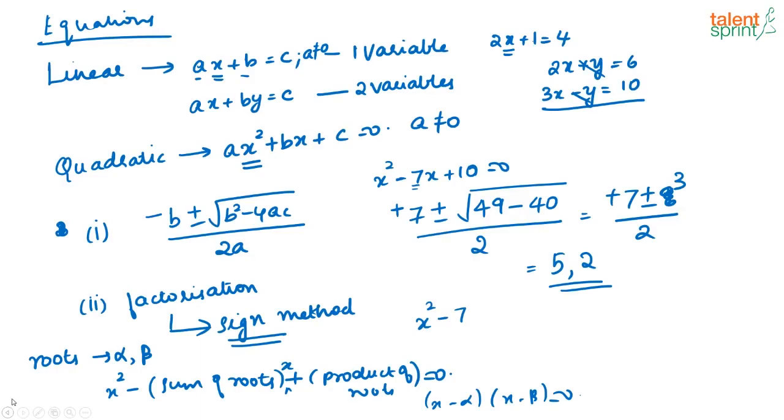Now, let us try to solve this given equation using factorization. So, what is the given equation here? You have x squared minus 7x plus 10 is equal to 0. So, how do you solve this by factorization? You have to basically find the values of x, or you have to find the roots. So, basically what should you do?